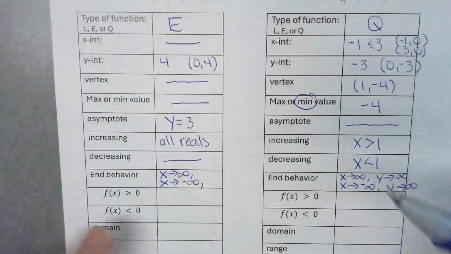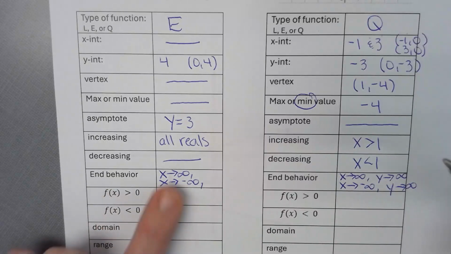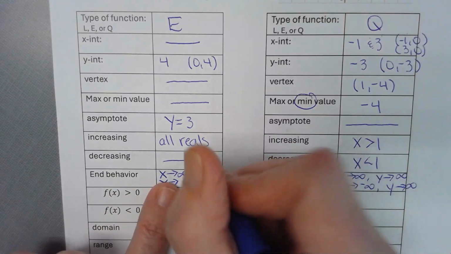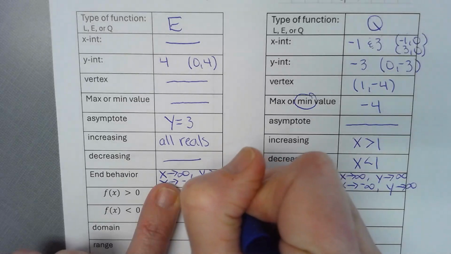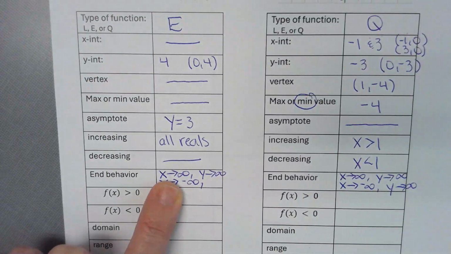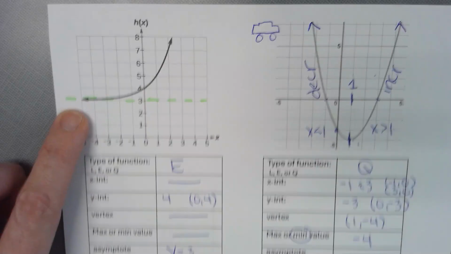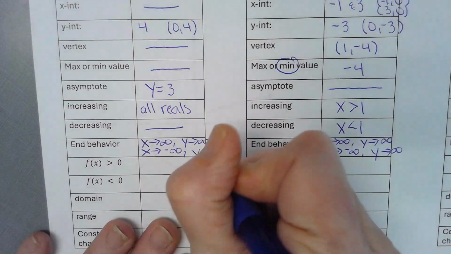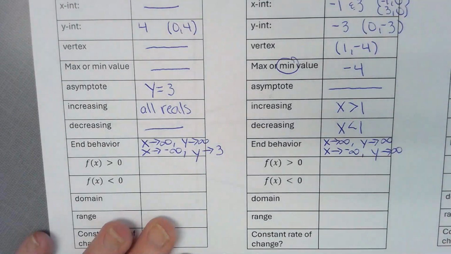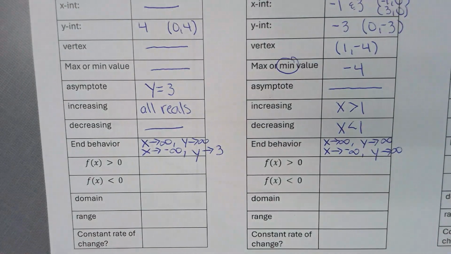Okay? So, where are we at? Here. As x approaches positive infinity, y approaches positive infinity, because on the right-hand side it's rising. As x approaches negative infinity, that's here, it is approaching 3. Y is approaching 3. The curve is going down to 3, and it's never going to get there. It's going to get closer and closer, but it's never going to get there. Okay?